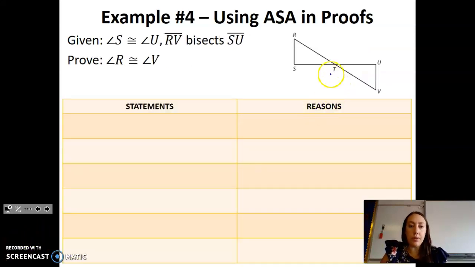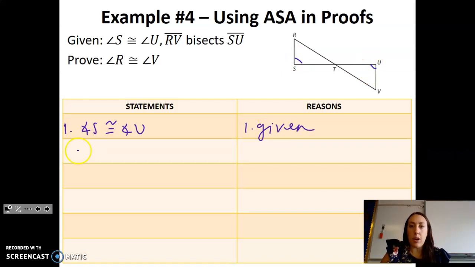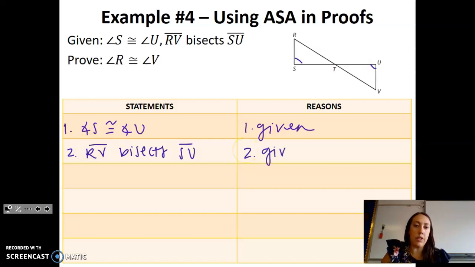All right, last proof, we are going to prove that these 2 triangles are congruent to one another. First, we are given the fact that angle S is congruent to angle U. So let's go ahead and draw that in. S and U are congruent. That was given. We are also told that RV bisects SU. That was also given to us.